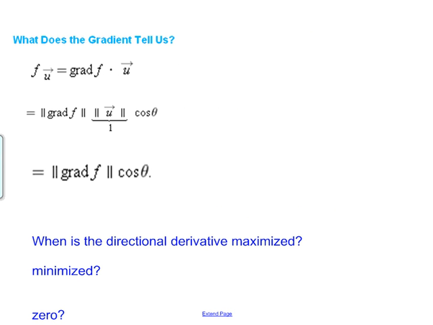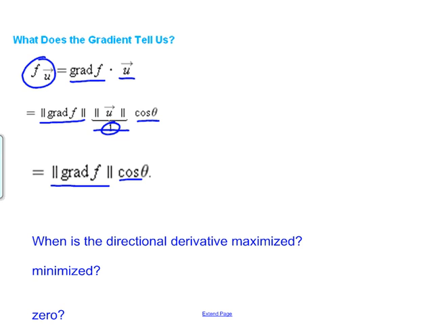Okay, so what does the gradient tell us? Now we're going to get into some important geometric ideas. We know that the partial derivative in the u direction is grad f dot u. So if we use our geometric understanding of the dot product, that's the magnitude of grad f times the magnitude of our unit vector, which is just 1, times cos theta. So it's just the magnitude of grad f times cos theta.